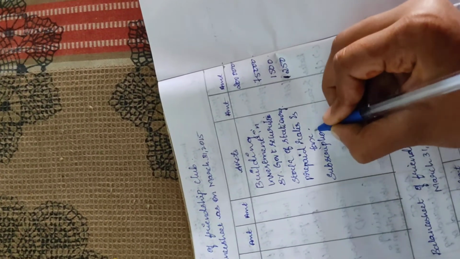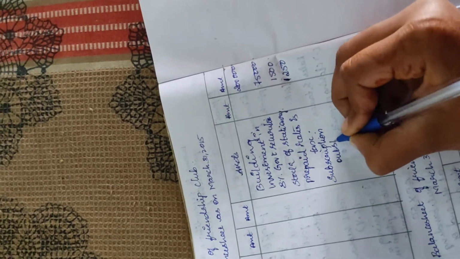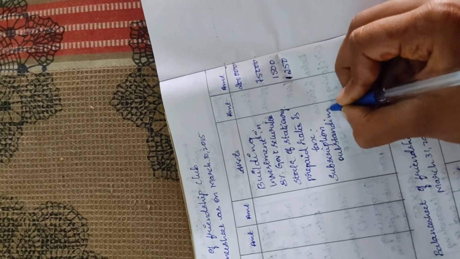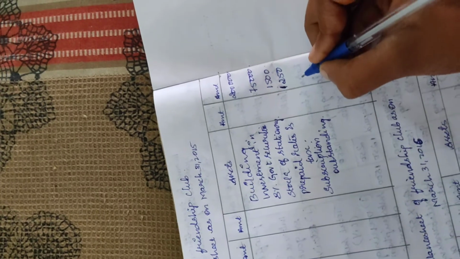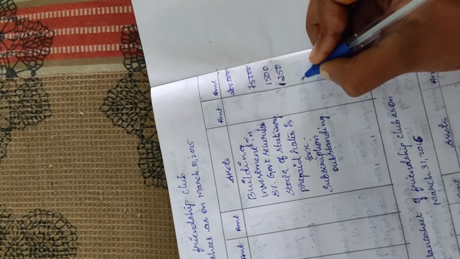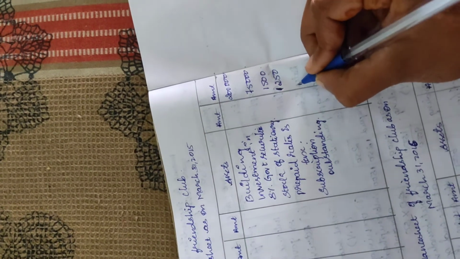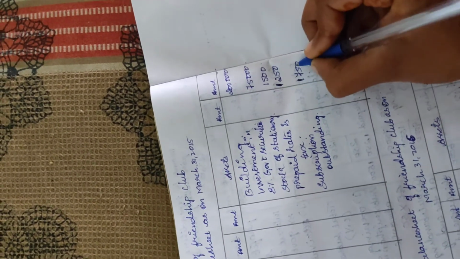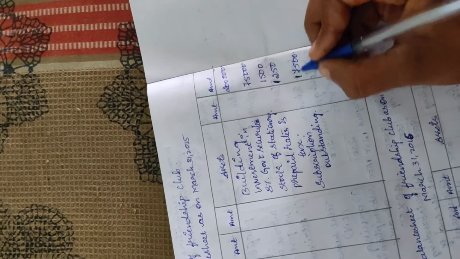Subscription outstanding, that is the arrears amount for the year 14 and 15, as we are opening the balance sheet as on 31st March 2015. So 17,500, which is given in the additional information.